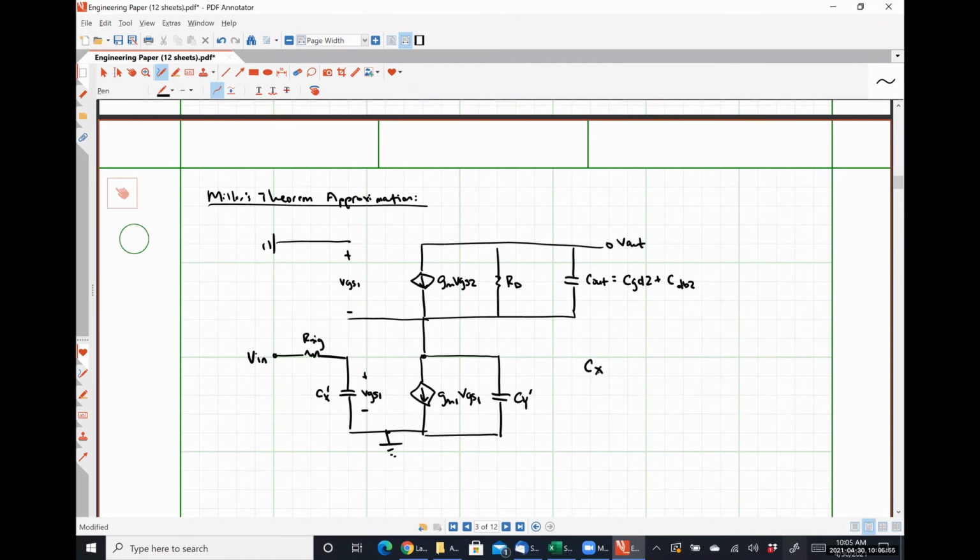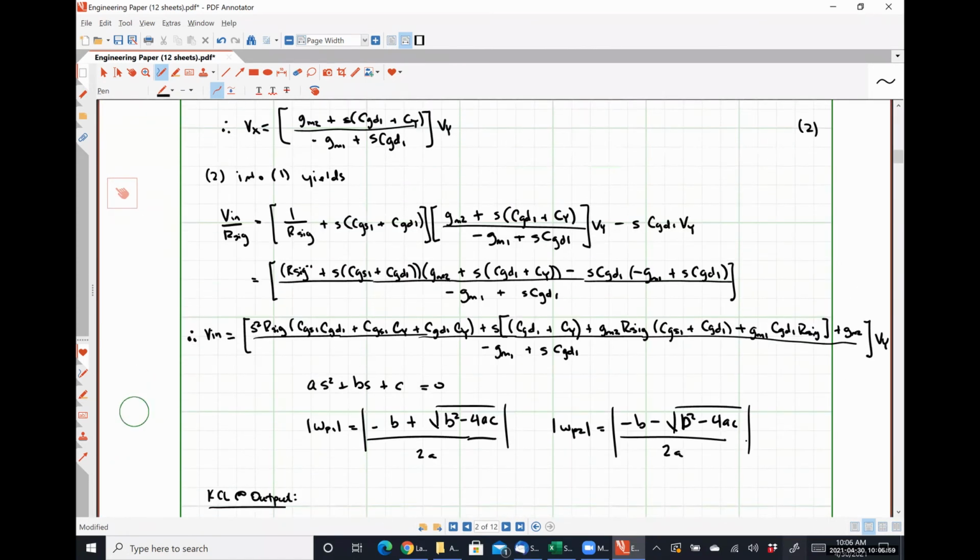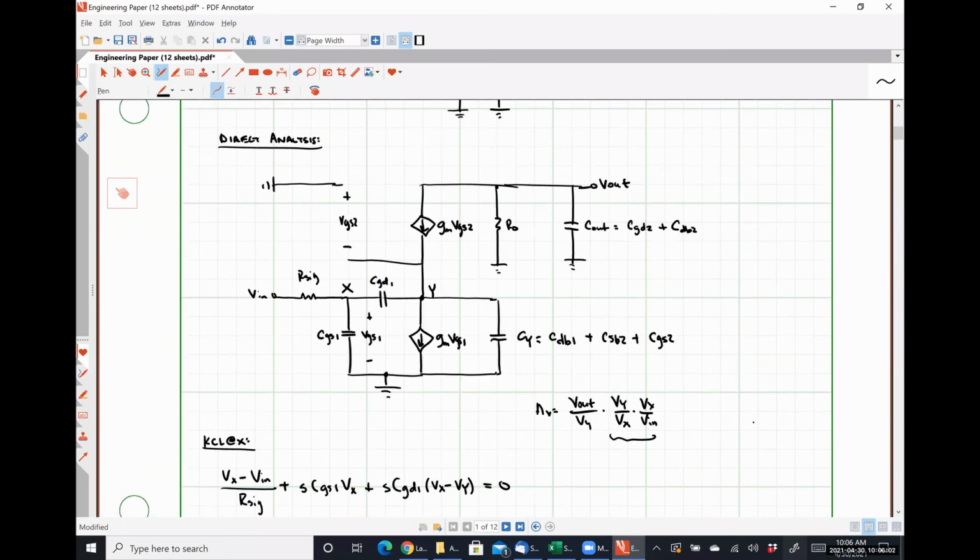So CX prime, if we look at our original small signal model, gosh, 3 pages ago or whatever, what we've done is we've applied Miller's theorem to break this capacitance CGD1 into 2 capacitances falling between node X and ground. So we're going to see that part of it is in parallel with CGS1 and the other part of it is in parallel with CY. Okay? Yes?